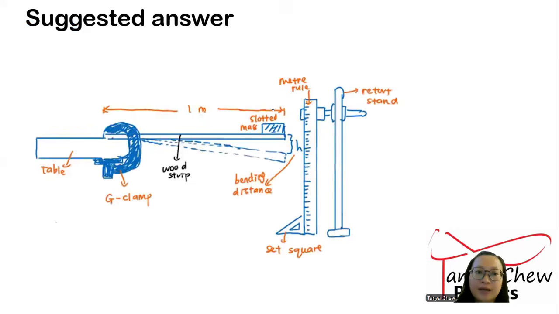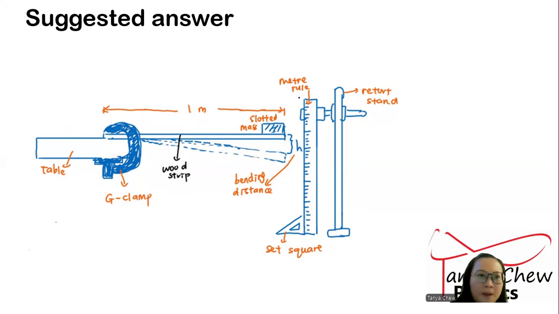Okay. Now, this is my suggested answer. I have a table, I have a G clamp, right? I have a meter rule, or we call it a wood strip, doesn't matter. This is 1 meter, right? The length is similar to the length of the meter rule. And I have slotted mass here.